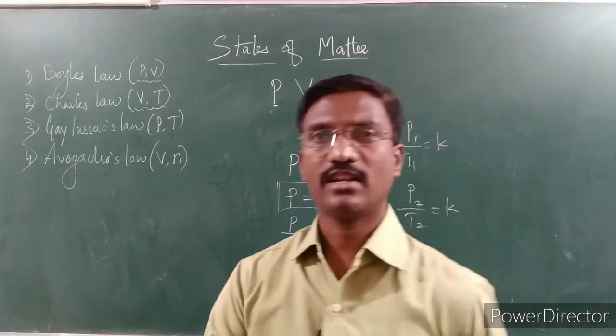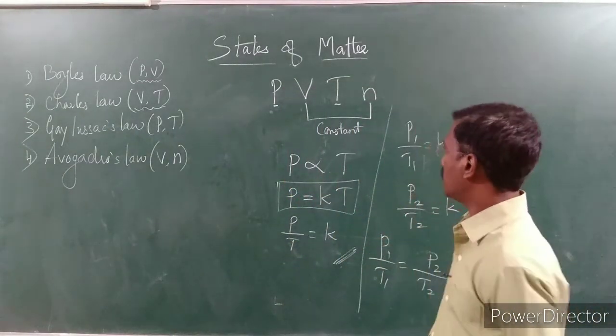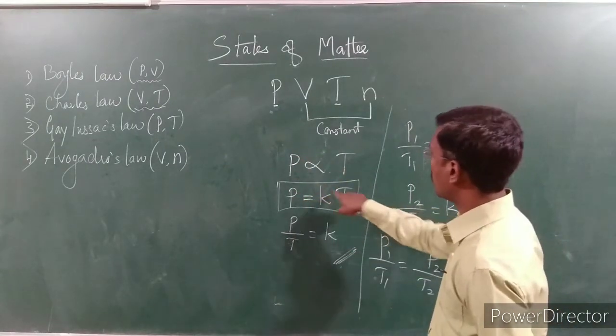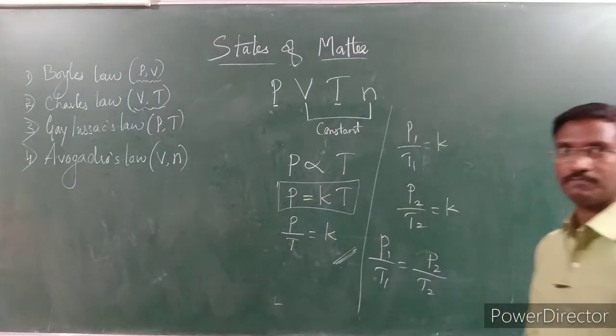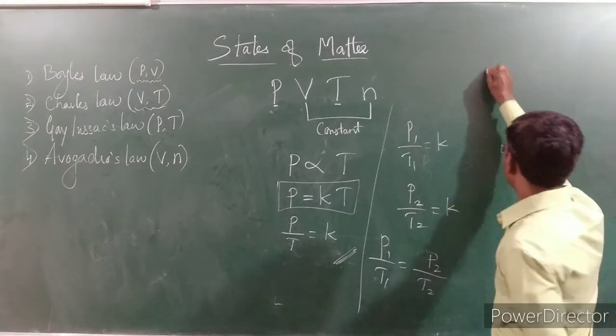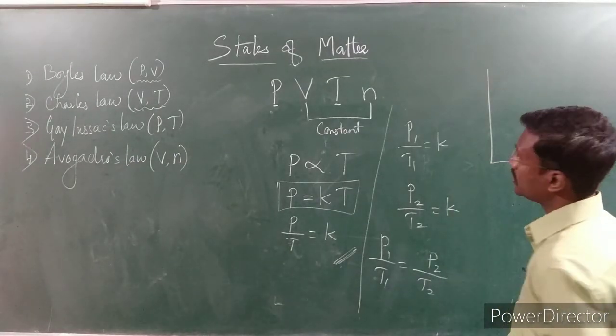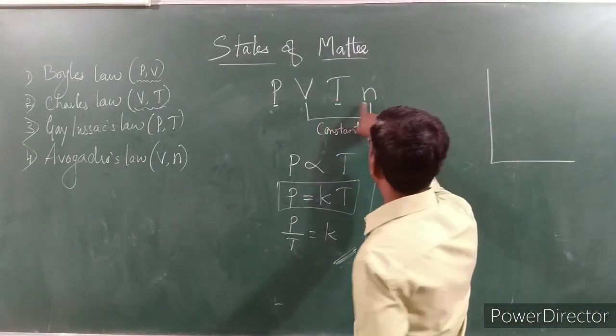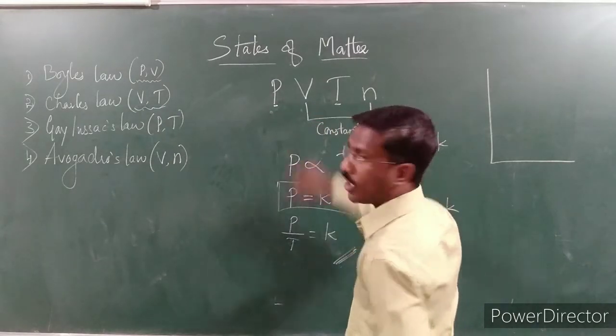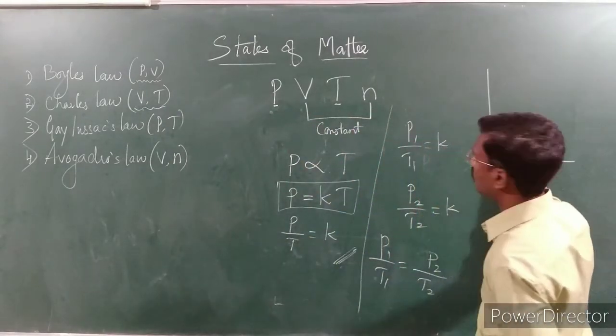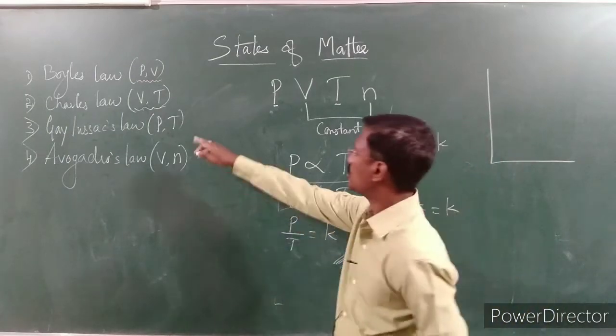Gay-Lussac's law, you can call it Lussac's law, however you want. The main thing is that it expresses only the relation between pressure and temperature. So coming to the graph, what we have to take as constant is the volume and amount of substance. Volume we have to keep constant, which means the remaining variables are pressure and temperature.